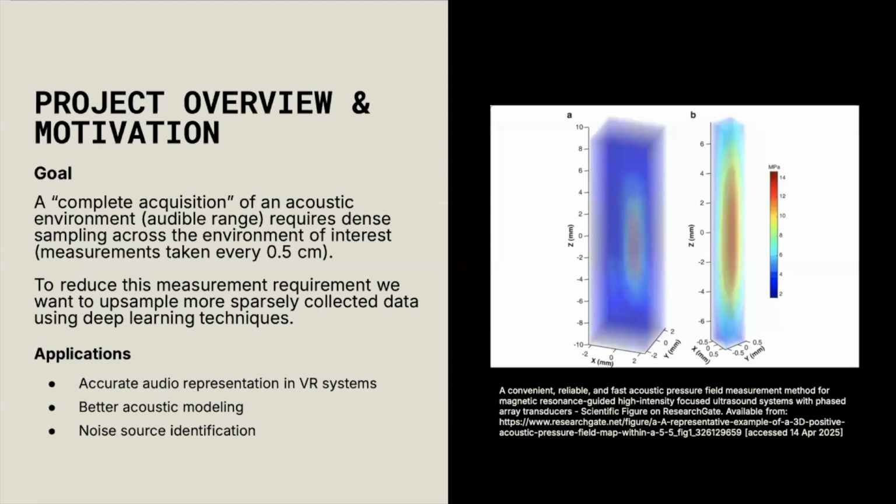According to the Nyquist-Shannon theorem, a complete acquisition of an acoustic environment requires dense sampling across the area of interest, typically one measurement every half centimeter. This could be quite prohibitive, so, to reduce this measurement requirement, we want to upsample sparsely collected data using deep learning techniques. And the applications of this are many. You can use it for accurate audio representation in VR and AR systems, as well as better acoustic modeling and noise source identification, which is prevalent in many fields.